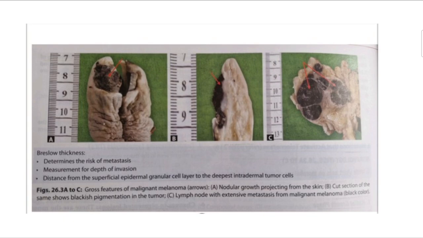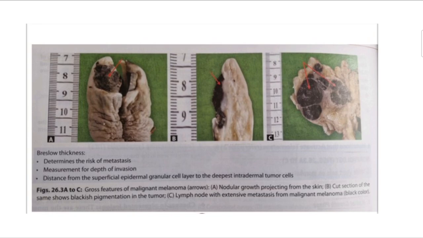Gross features of malignant melanoma. Appearance: first, it presents as a dark brown to black pigmented skin lesion. Sometimes it may be blue, grey or even non-pigmented. Shape: it is an asymmetric lesion, that is, one half does not match the other half. Borders: irregular borders, with uneven and poorly defined margins. Color: variegated, that means multiple colors within the same lesion are present.